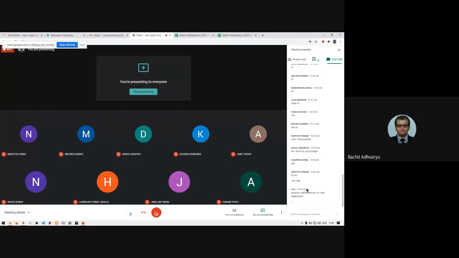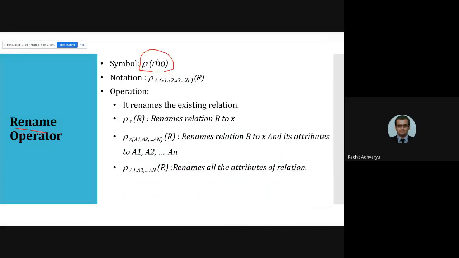If you want to perform the same thing in relational algebra, we use this particular symbol. Here is how it works: rho X (R) renames relation R to X. That means X is the new name and R is the old name. Rho X, the new name, and in brackets R, the old name. Then, rho X (A1, A2) (R) renames relation R to X and its attributes to A1, A2.